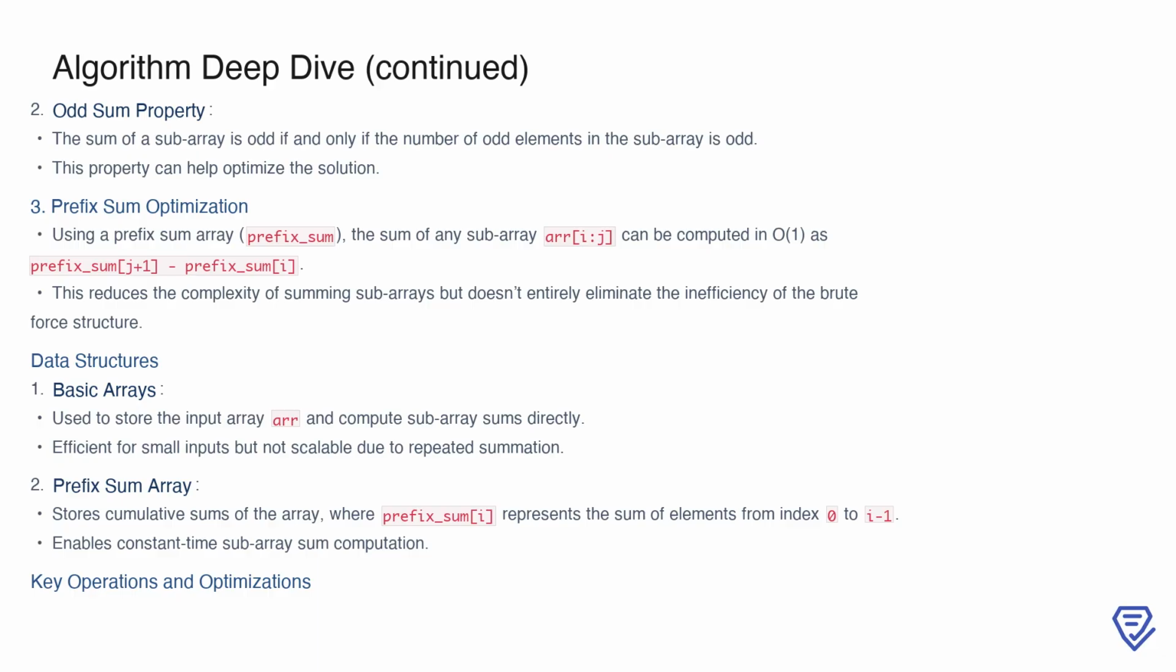With this, the sum of any subarray can be derived in constant time by subtracting the prefix sums at 2 indices. While this reduces the complexity of summing subarrays, it doesn't fully address the inefficiencies of the brute force structure. To scale further, we need a method that eliminates the need to evaluate every subarray individually. This is where we introduce a more advanced idea involving counting prefix sums based on their parity.